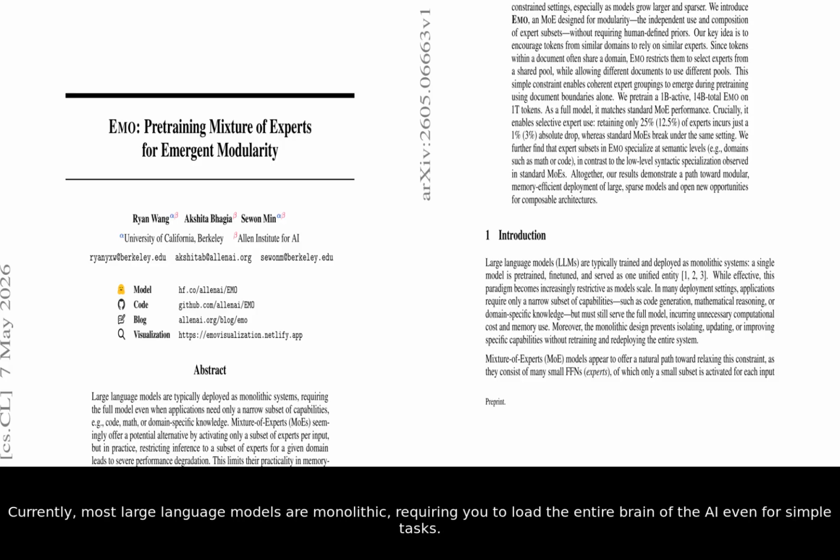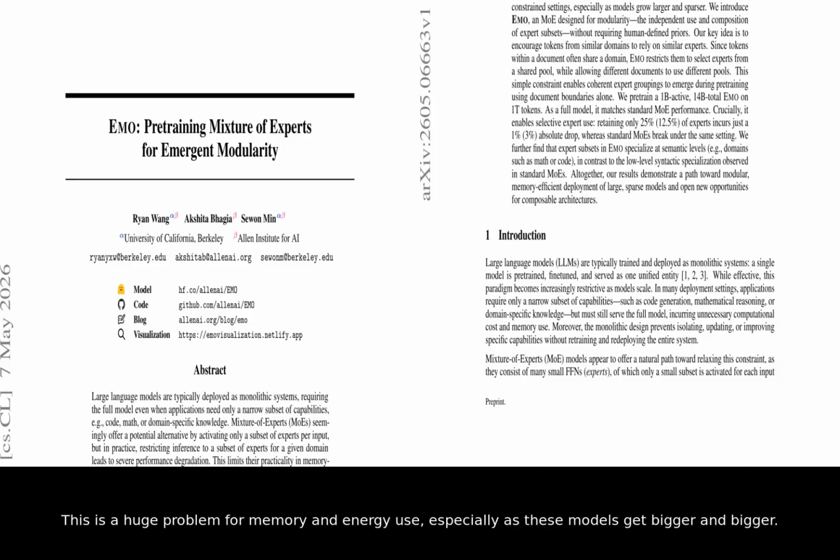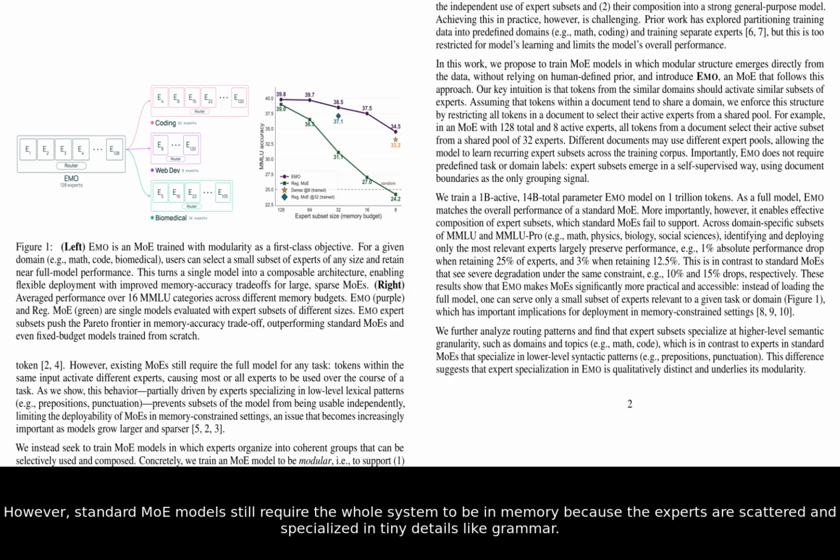Currently, most large language models are monolithic, requiring you to load the entire brain of the AI even for simple tasks. This is a huge problem for memory and energy use, especially as these models get bigger and bigger. Mixture of Experts, or MoE, was supposed to fix this by only activating small parts of the model at a time. However, standard MoE models still require the whole system to be in memory because the experts are scattered and specialized in tiny details like grammar.